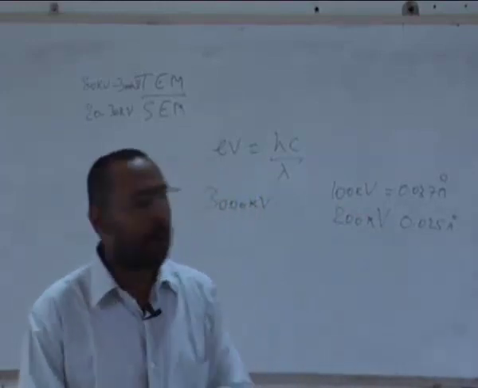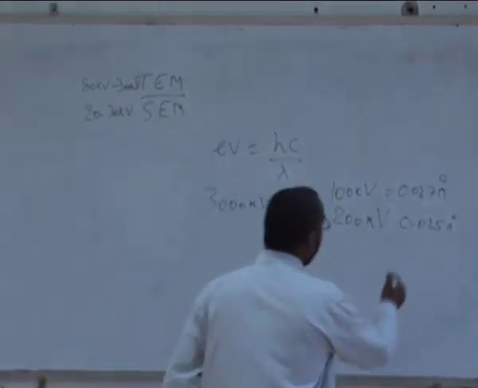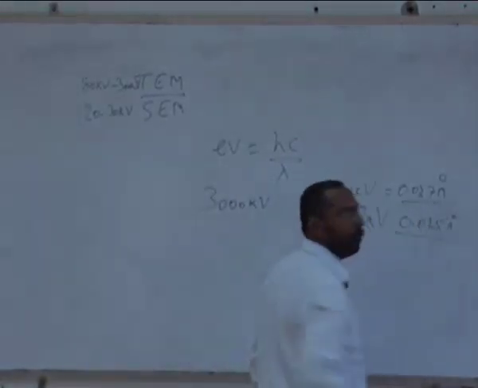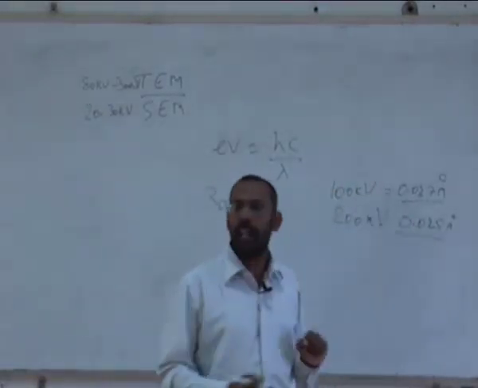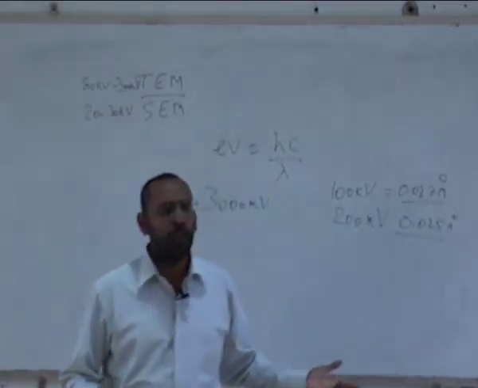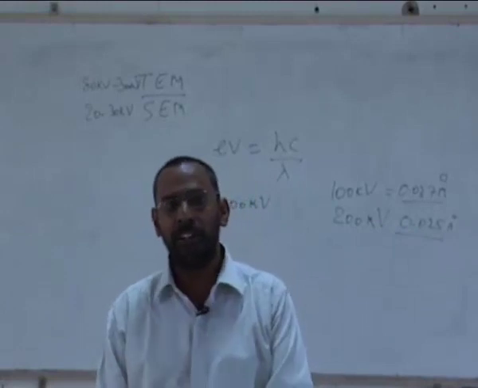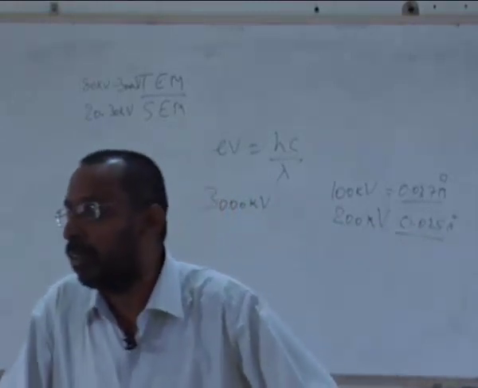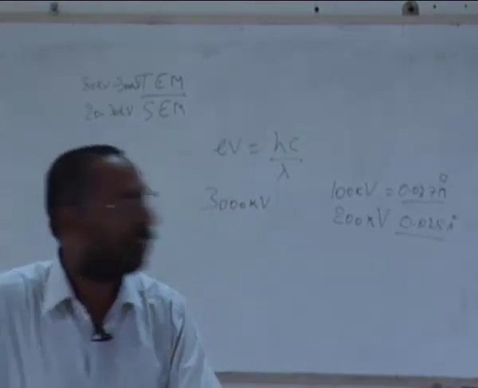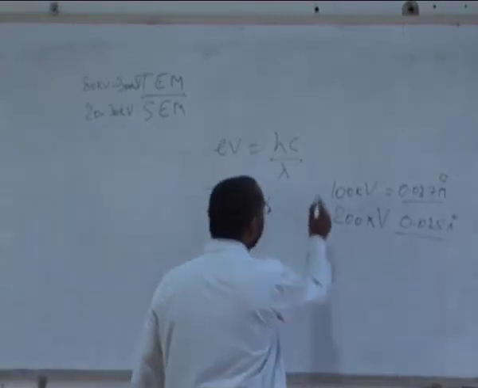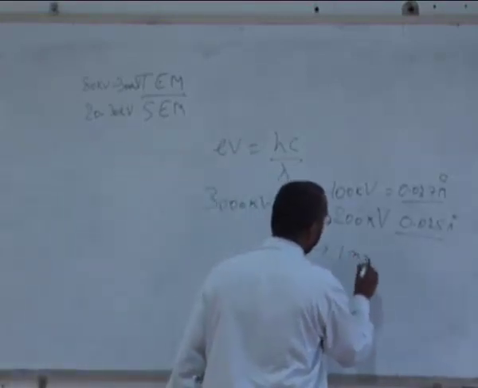But the problem is, though the lambda is this small, we are not able to get a resolution. In principle, if this is a lambda, this divided by 2 should give me the resolution, which is 0.01 angstrom. Whereas we don't get a resolution of 0.01 angstrom. A 100 kV microscope usually gives you 1 nanometer resolution.